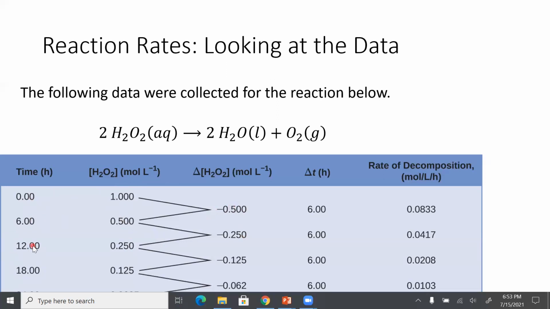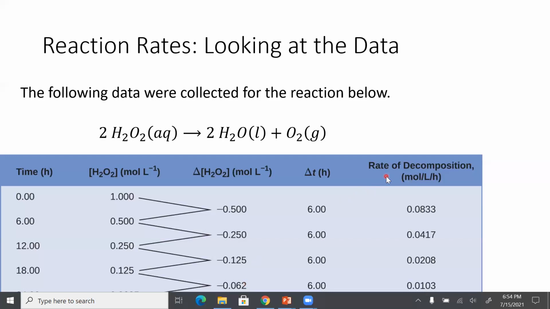And then if we were to look from 12 to 18 hours, again, the concentration is going to go down again. And if we were to look from 18 to 24, it goes down even more. Now, the time period is the same. The reason the concentration isn't changing as much as we go down the table is because we've got less and less of the reactant to react. Essentially, the reaction is slowing down as time progresses.